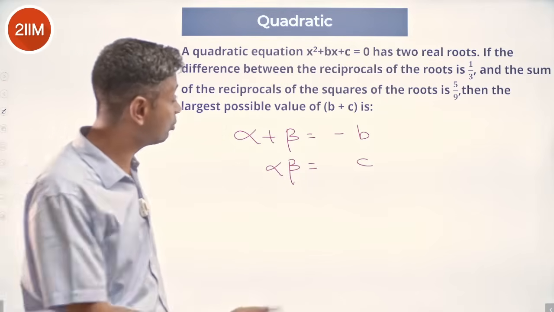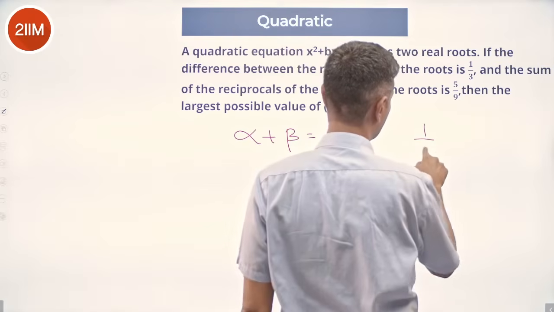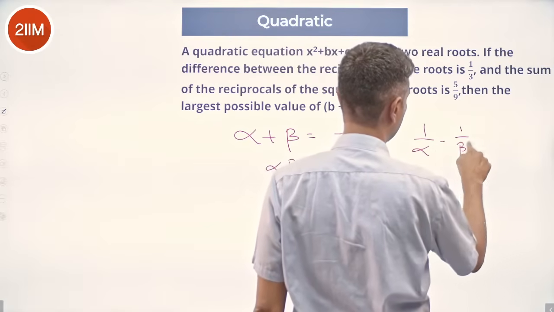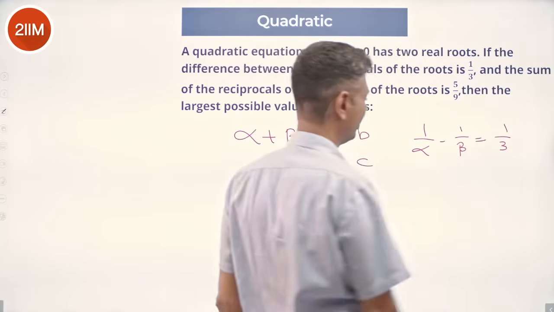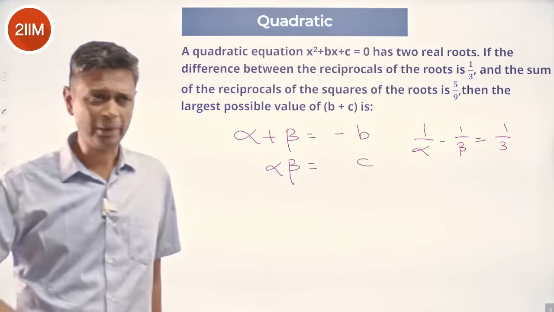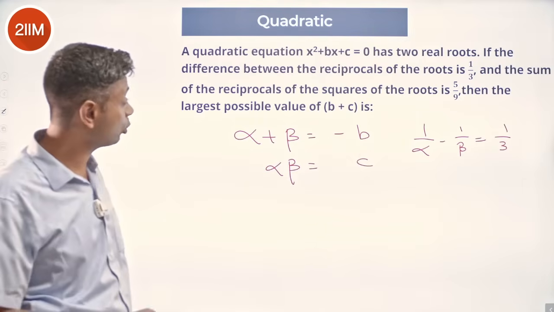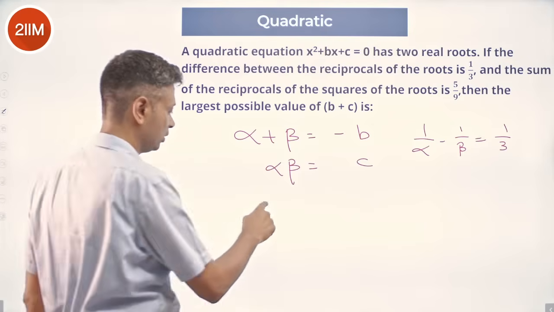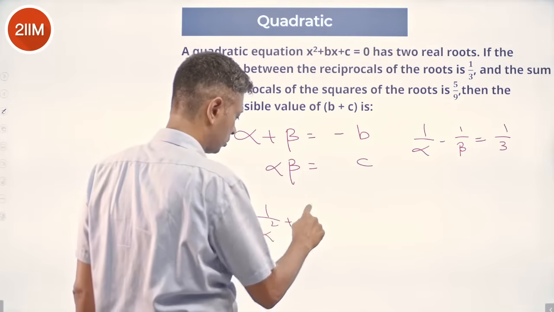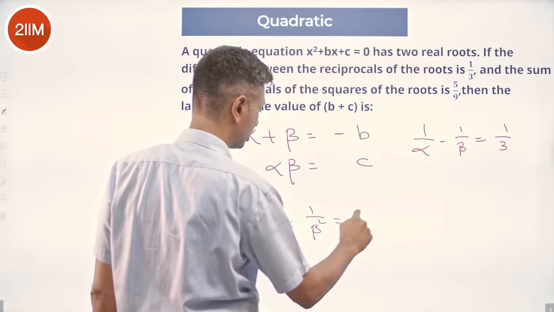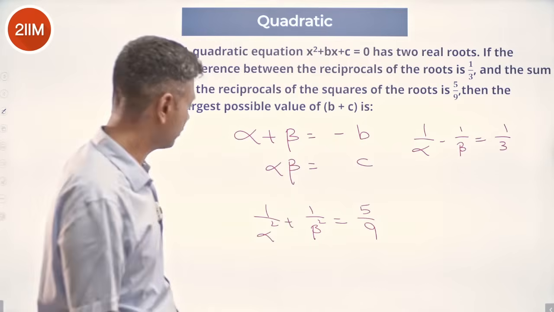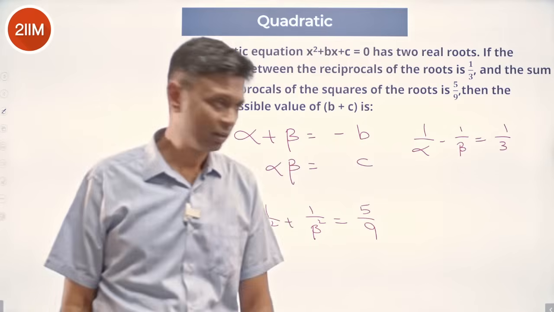The difference between the reciprocals of the roots is 1 by 3. 1 by alpha minus 1 by beta is 1 by 3, or 1 by beta minus 1 by alpha, it doesn't matter. The sum of the reciprocals of the squares of the roots is 5 by 9. 1 by alpha square plus 1 by beta square is 5 by 9.